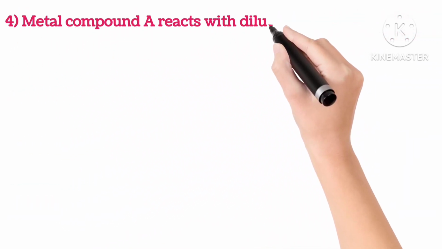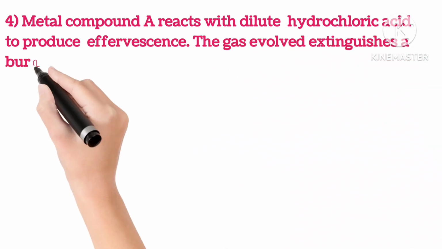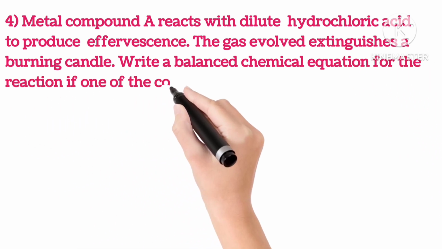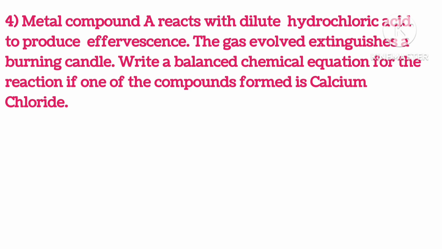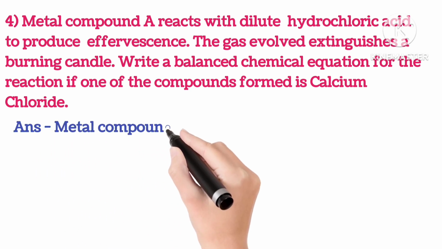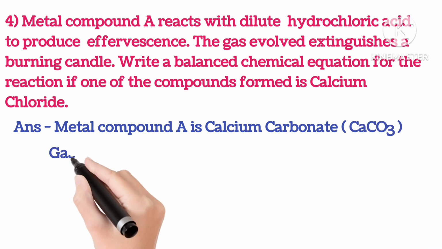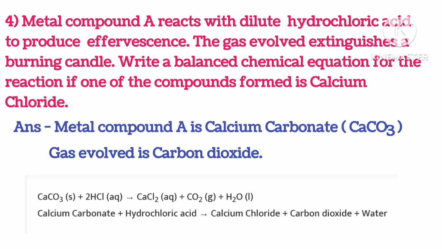Fourth, metal compound A reacts with dilute hydrochloric acid to produce effervescence. The gas evolved extinguishes the burning candle. Write the balanced chemical equation for the reaction if one of the compounds formed is calcium chloride. Answer. Metal compound A is calcium carbonate. Gas evolved is carbon dioxide. And you can see the reaction. Calcium carbonate, when it reacts with hydrochloric acid, gives calcium chloride, carbon dioxide and water.